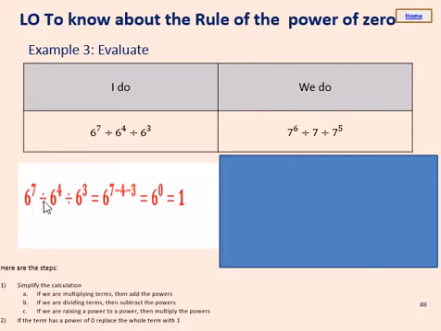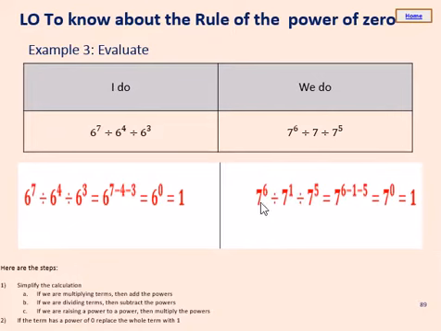So 6 to the power 7 divided by 6 to the power 4 divided by 6 to the power 3 is equal to 6 to the power of 7 take away 4 take away 3, which gives me 6 to the power 0, which again, anything to the power 0 equals 1. So this equals 1. Please copy that down and then go on to the we do and give me the answer please.